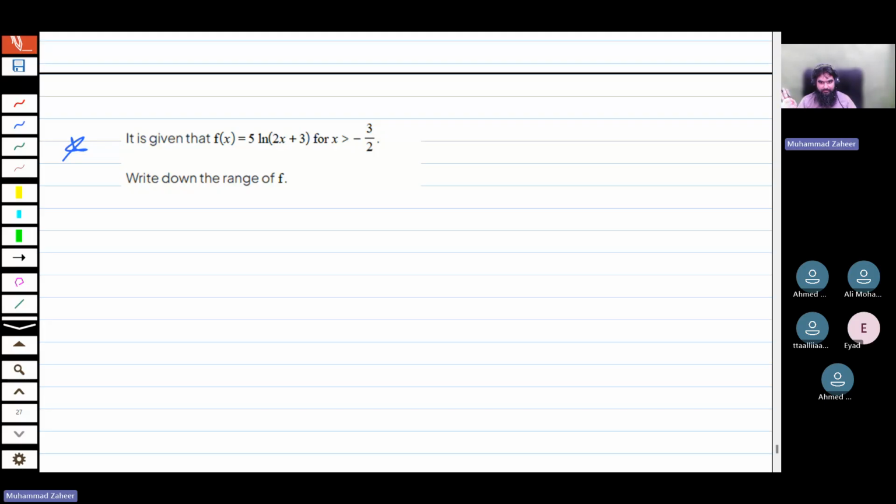Now he says that you have to write the range of this function. So what would be the range of this one? You are substituting all the values. X is greater than minus 3 by 2. So at minus 3 by 2, it will be 0.